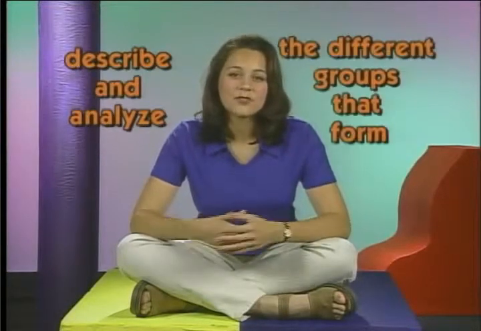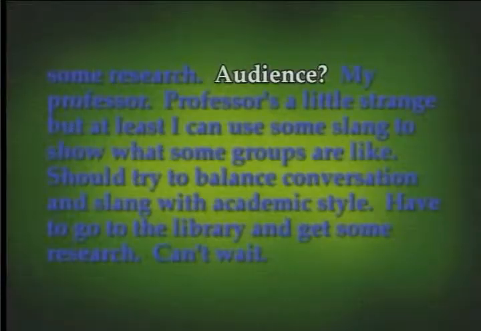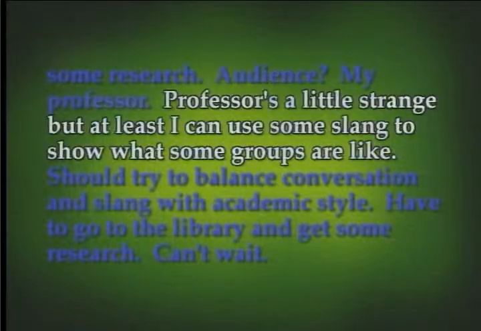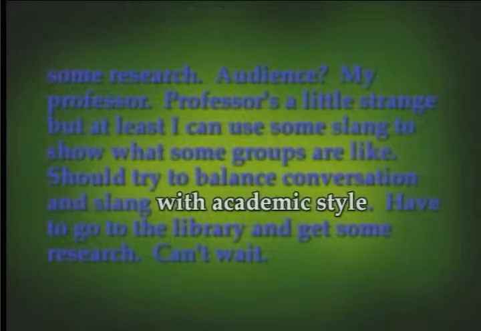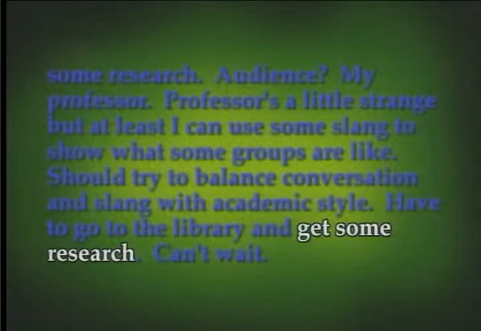So Nathan has now found a purpose or objective for his paper. He's going to describe and analyze the different groups that form in high school and explore why cliques form. Next, he writes about his audience. His audience is his professor. He thinks his professor is a little strange, but he's going to be able to use some slang to show what groups are like. He's going to have to balance conversation and slang with academic style. His professor also expects him to find some research on his topic. So that's it for audience and purpose.